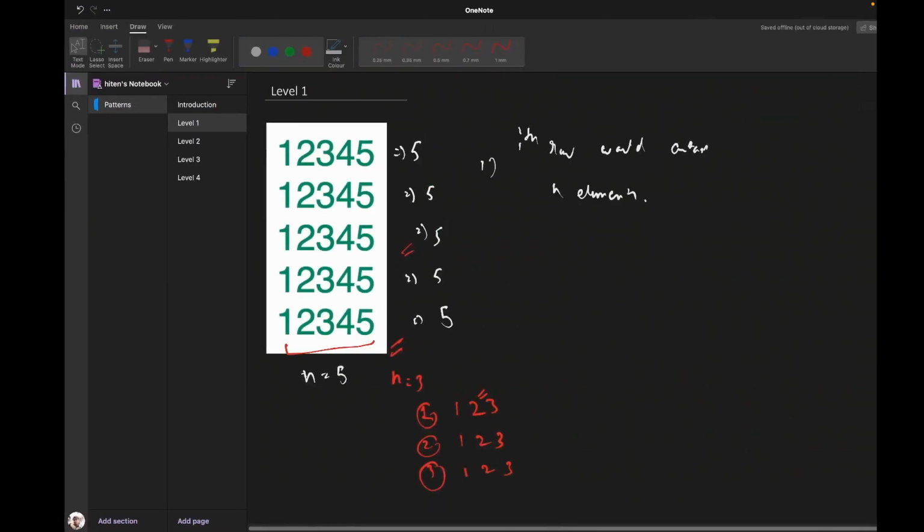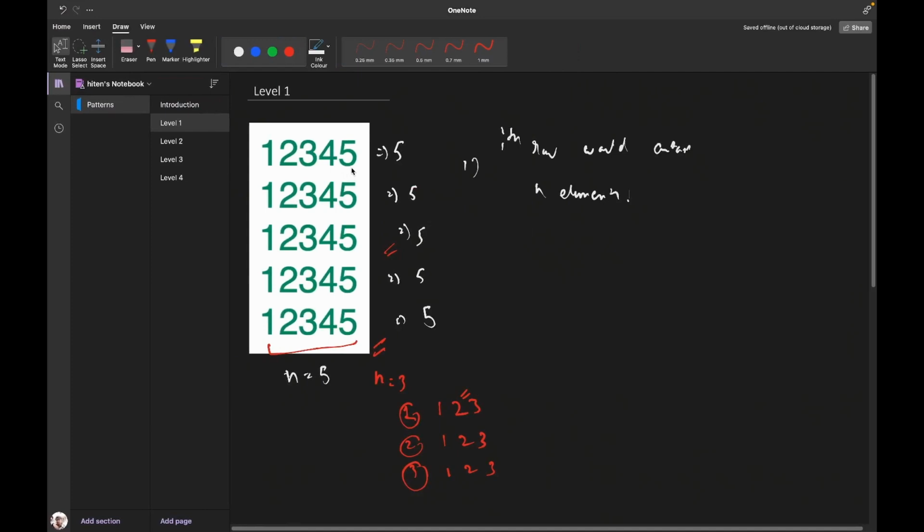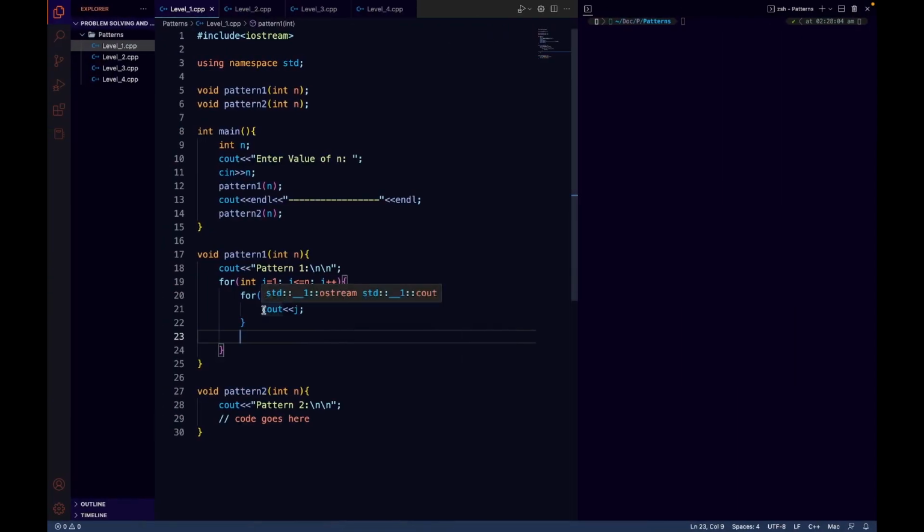Now we just have to simply print j, okay, and after printing the whole sequence, we want to go to the second line. For that I'll be using endl, a keyword that is used to go to a new line. You can also use the escape sequence, so let me use the escape sequence instead of endl. What it does is just go to the second line.